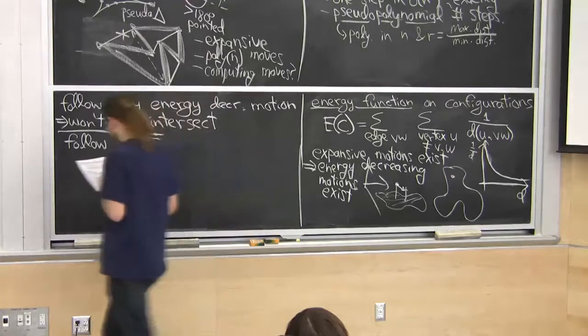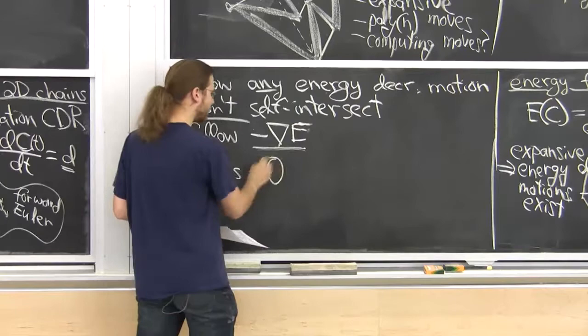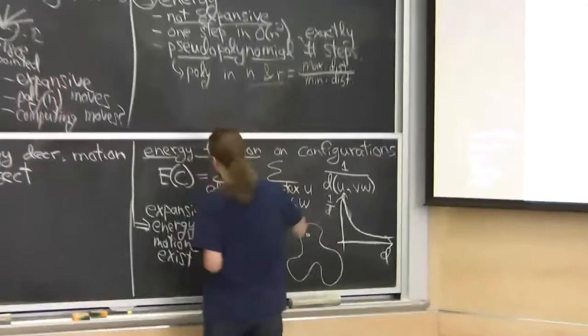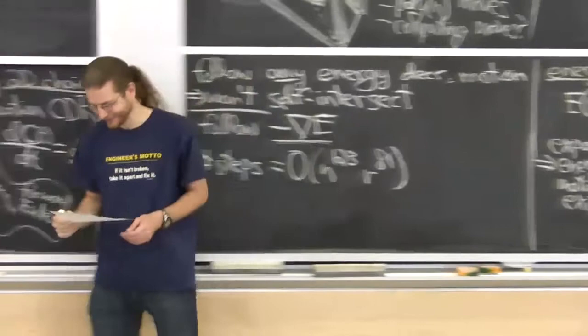Right. You can prove the number of steps. This is the part I'm most proud of here. It is pseudo-polynomial: polynomial in N and R. What is the polynomial? N to the 123 times R to the 81. This is the largest polynomial bound I know of that's not dependent on dimension.